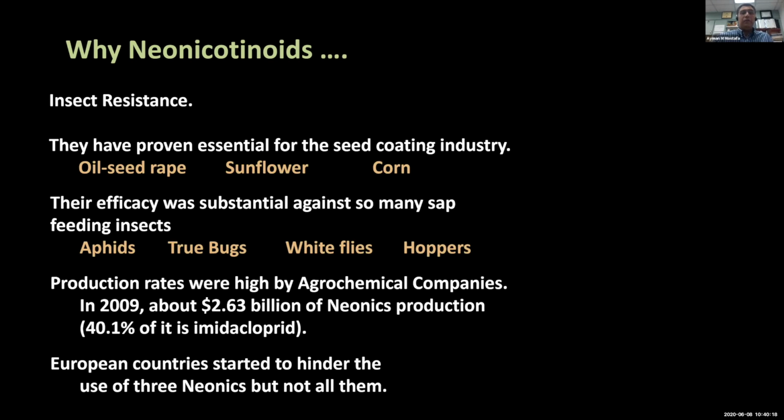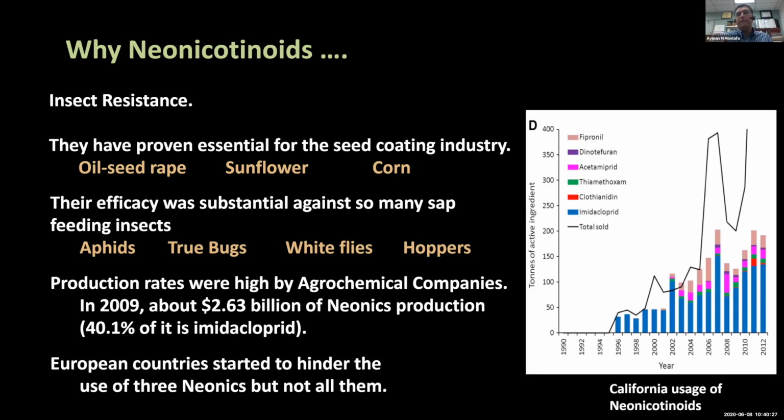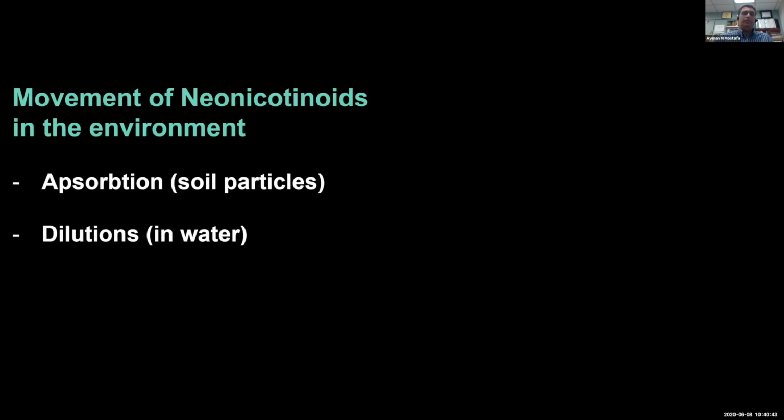European countries started trying to minimize these neonics and to get them banned many times. And you can see here some of the production graphs for some of these neonics, their production over time in total, and one by one for each of them. So that's what we have here.